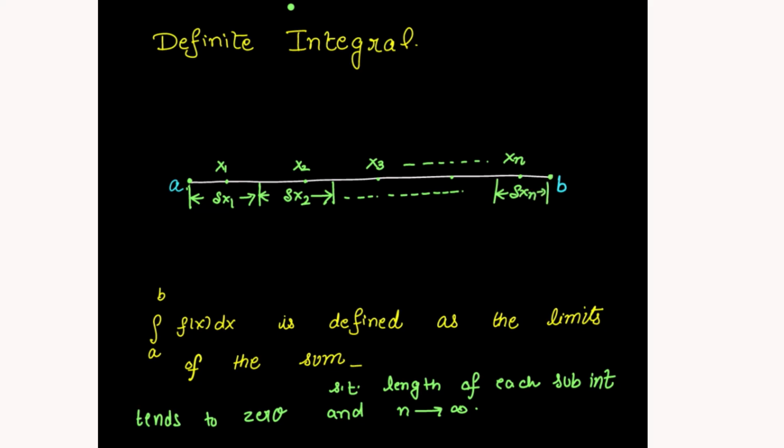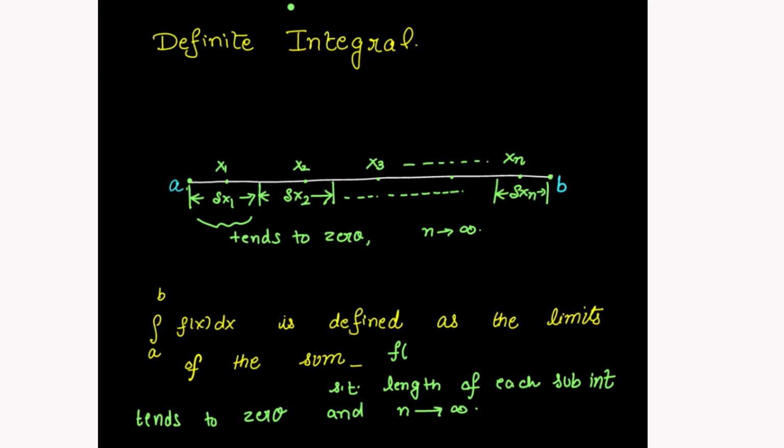Okay, if I keep on increasing the number of points in the interval, then the number of subintervals also increases, such that the length of each subinterval tends to 0 and the number of subintervals, or the number of points n, tends to infinity. Then the definite integral from a to b of f(x) dx is defined as the limit of the sum. Now x1, x2, x3 up to xn are the values of x, right?